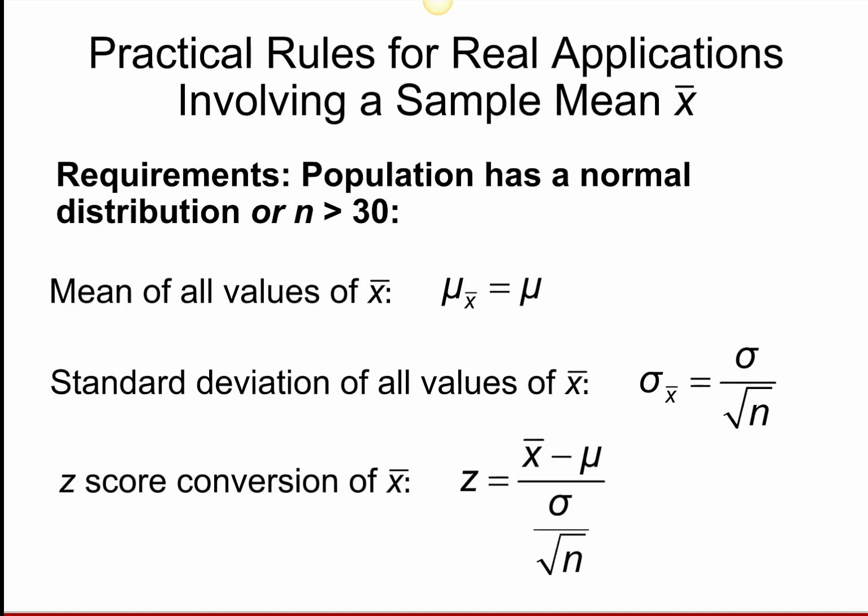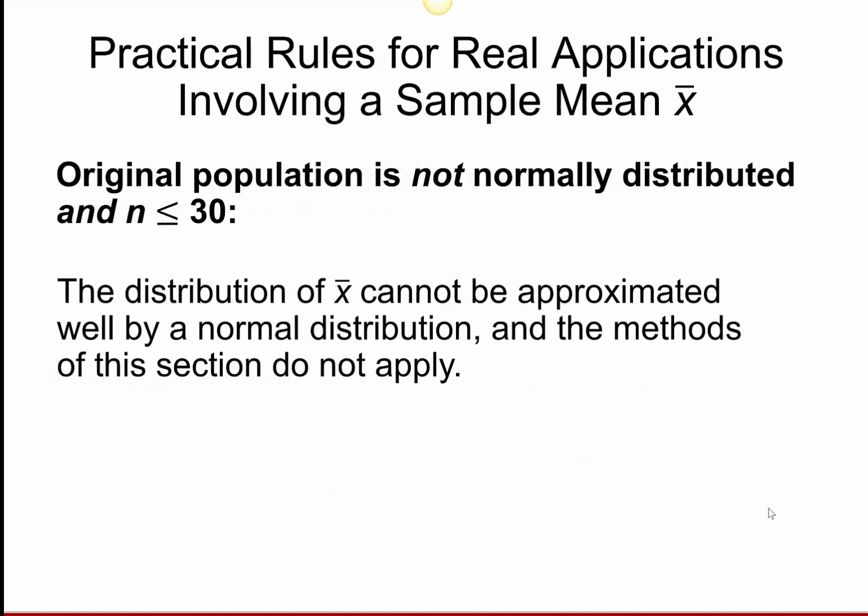And we could do a z-score conversion as we notice down here. And notice this is a little bit different than the z-score we used previously because we're doing an adjustment here because we're taking a sample rather than an individual observation. If the original population is not normally distributed or we have a sample size less than 30, then the distribution of x bar cannot be approximated well by a normal distribution, and the methods in this section will not apply.